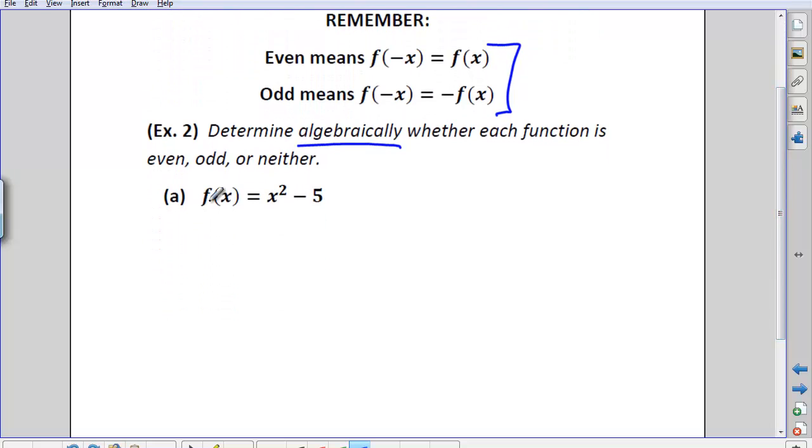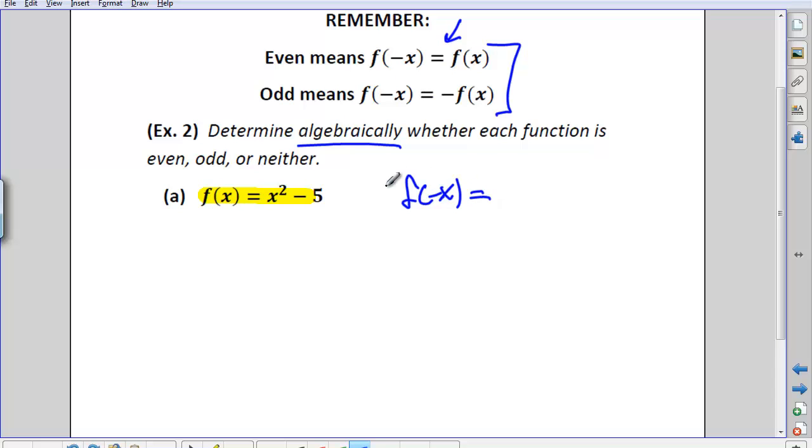Okay, the first part A here, we've got f of x is x squared minus 5. Now if we want to determine algebraically, well, let's see first if this is even. So if it's even, f of negative x should equal f of x. Okay, so here's f of x. This is f of x right here. We want to compare that to f of negative x. If this is even, then f of x and f of negative x should be the same.